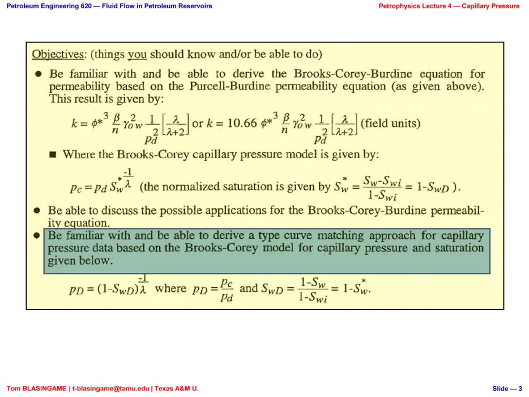Your brain makes an image of something. You learn what that image is. You inherently determine what different parameters influence that. And I'll show you that when we do the type curve.